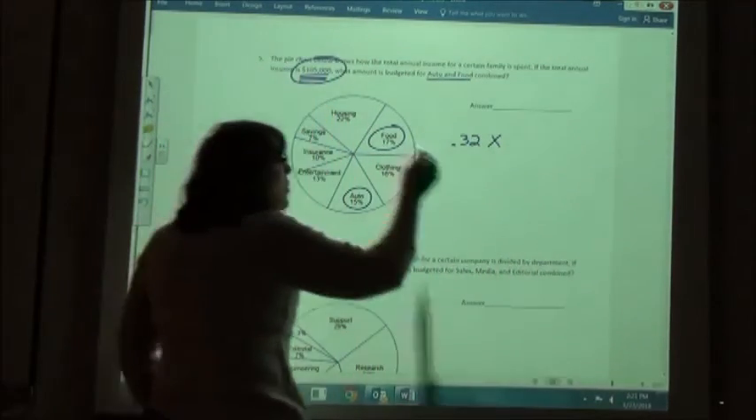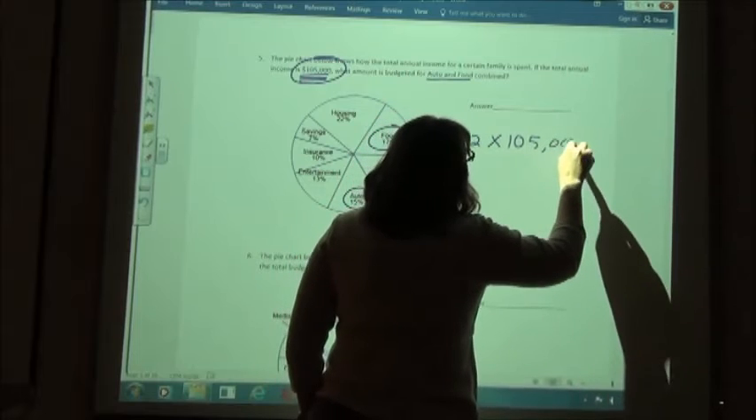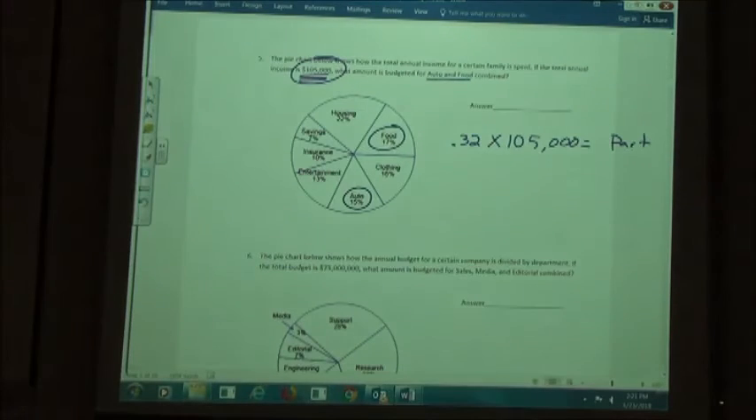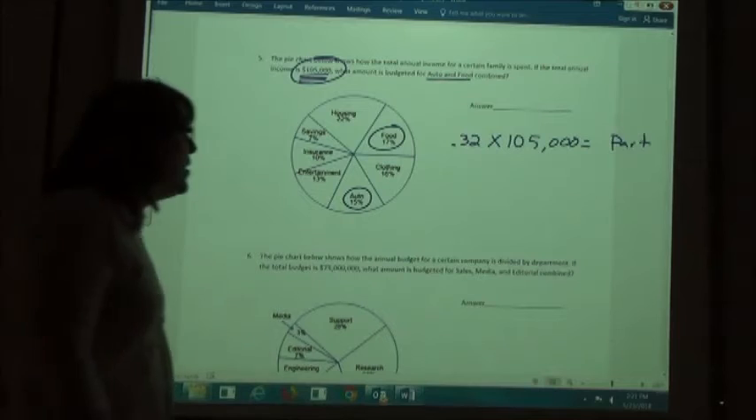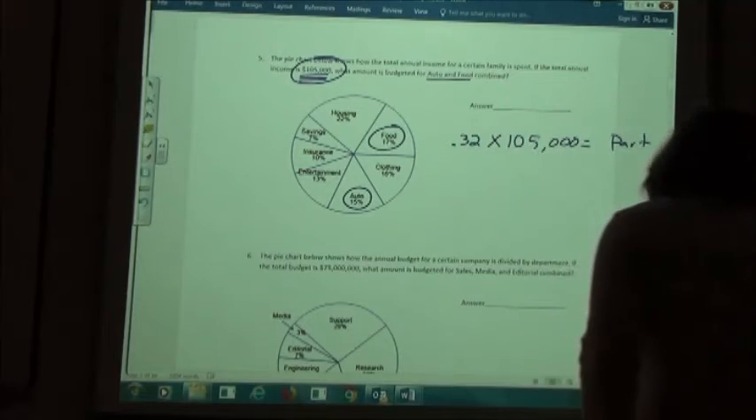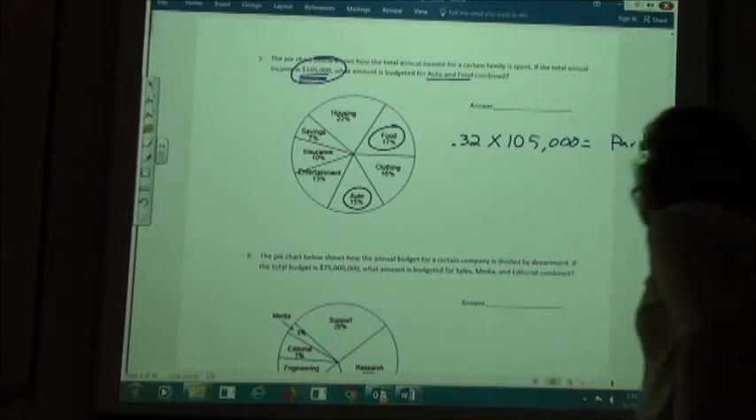I'm going to take 32% times the total. This time they gave us the total, 105,000. We're looking for the part that they spent on those 2 things. Right? I can't spend more than I have budgeted or that I make. Or at least hopefully I'm not spending more than I make. So if you take 0.32 times 105,000, we end up with, you got what? 33,600. There you go.